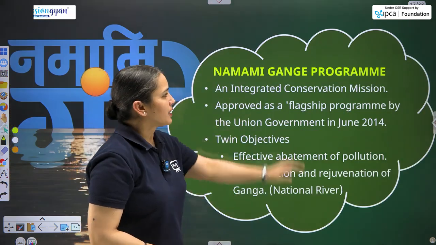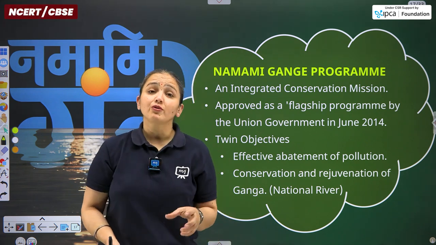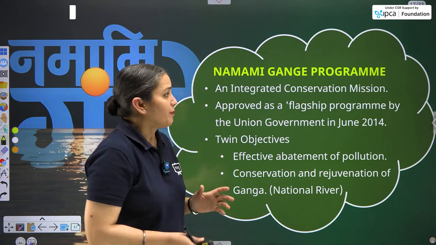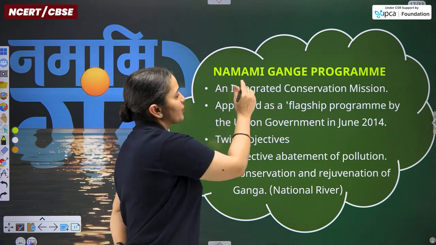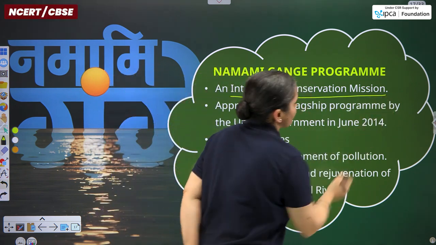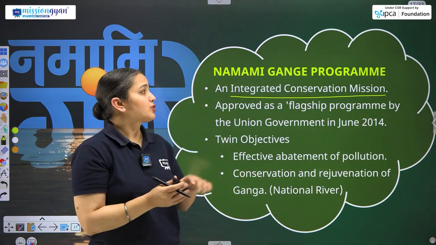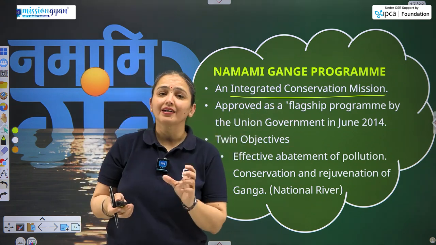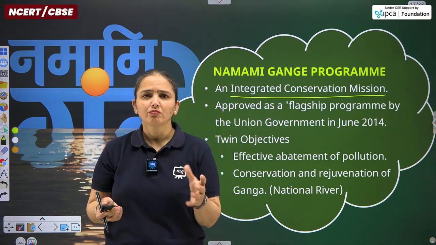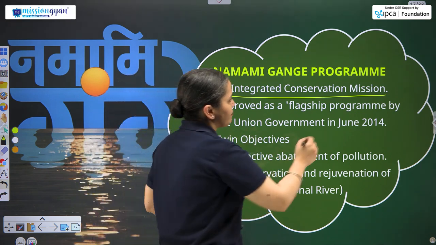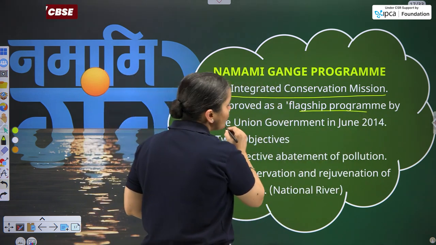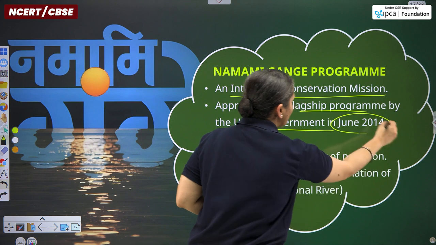Then Namami Gange program. So a program was initiated by the Government of India itself. We do have it here. We will discuss that. So what was this program? An integrated conservation mission. The aim to start this mission was to protect Ganga from pollution, certainly. Then approved. It was approved as a flagship program by the Union government, center government in June 2014.